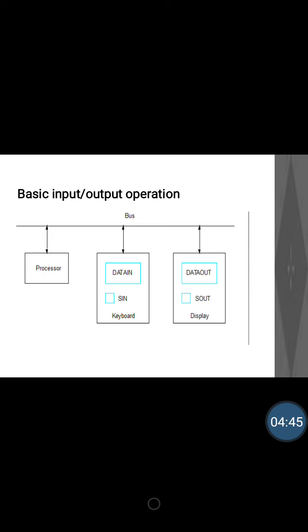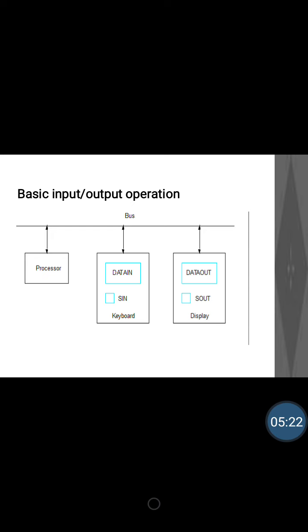Now what happens? Whenever I type a key on the keyboard and a valid character is placed in data in, it should be known to the processor. How will it be done? The processor will be checking the SIN bit. If the SIN bit is set to 1, then the processor will take the data. So when will this SIN bit be 1? If the data in buffer register is full.